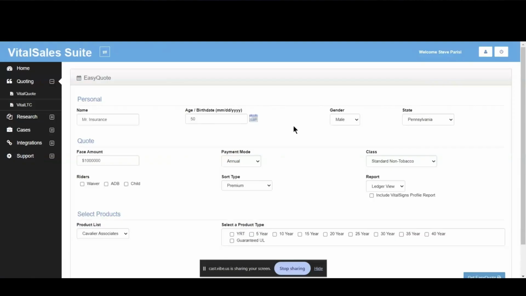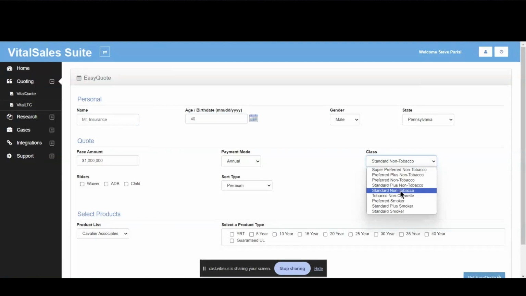So if anyone's interested in a term life insurance policy, the first thing we do is collect some basic information. We've got Mr. Insurance here. Let's pretend he's 40 years old. A $1 million death benefit, meaning if he dies, $1 million is paid out. The class, so this is his health rating. How healthy is he? If we go standard non-tobacco, let's assume he's got some health issues.